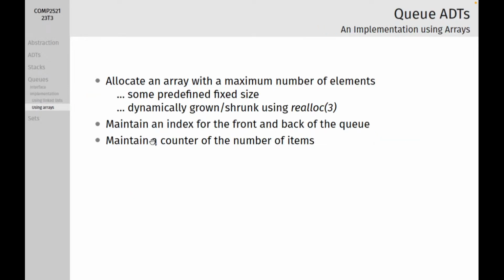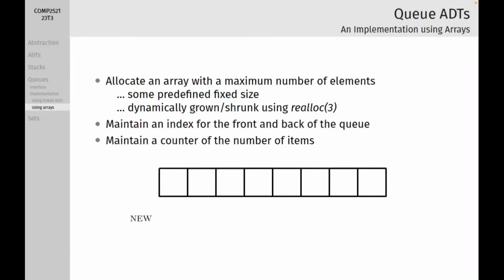All right, so here's a way of implementing a queue using an array. Again, like with the stack, we allocate an array of some predefined size. Then we keep track of the indexes of the front and back of the queue, and this is for efficiency. So let's say we enqueue a bunch of items. We enqueue 1, we store that at index 0. We enqueue 2, we store that at index 1. We enqueue 3, we store that at index 2.